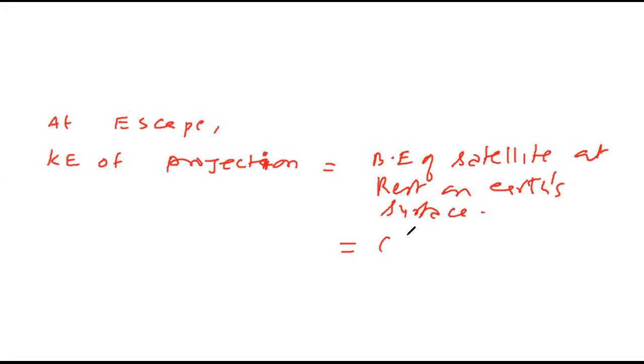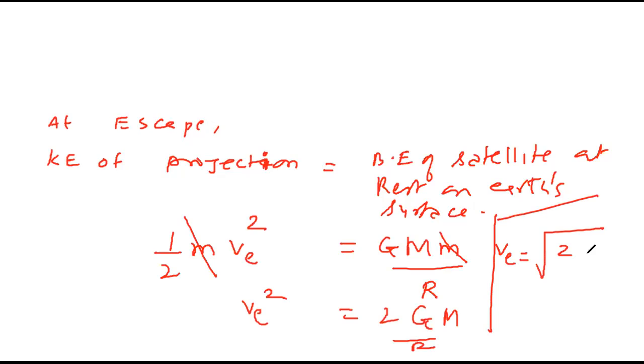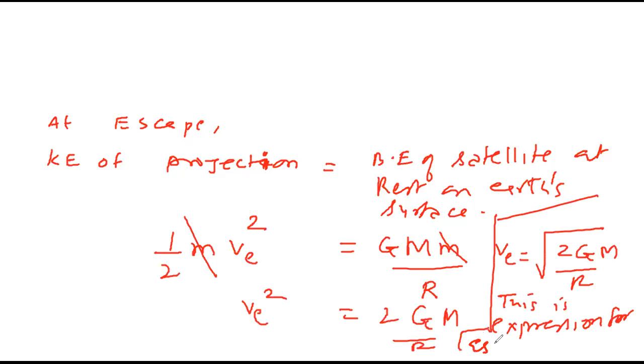Now binding energy on Earth's surface at rest is GMm by R. Don't write 2R by mistake. And kinetic energy is half m, velocity of escape square. m you can cancel. So ve square is 2GM by R. From this we can say ve is root of 2 times GM by R. So this is the expression for escape velocity. Now copy.